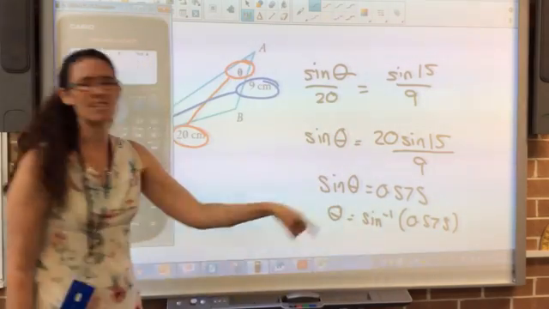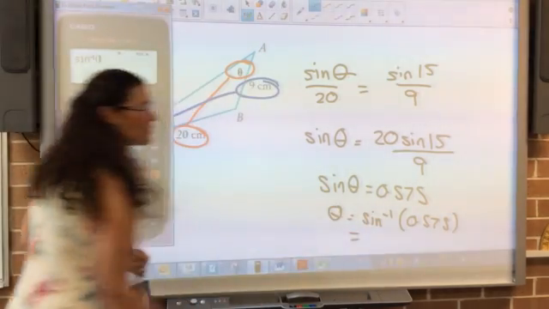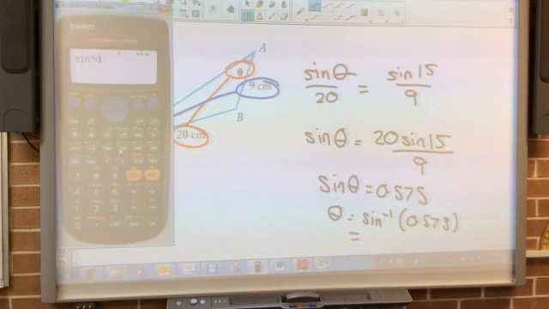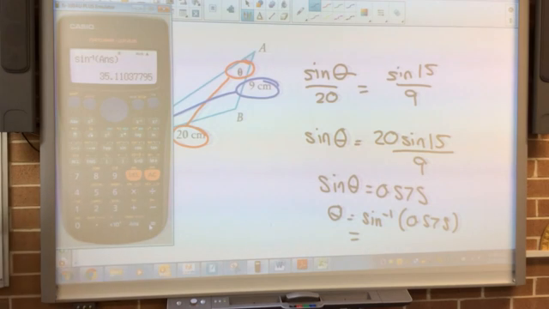Now in the test, I don't care if you write that down, as long as you know what you're doing. You do not have to write that you find the inverse there. You can just put it on the calculator, that's okay, but you need to make sure you know what you're doing. So you find the inverse sine of that previous answer. I didn't bother writing it down because I'm just going to use my answer button. And I've got 35.11.